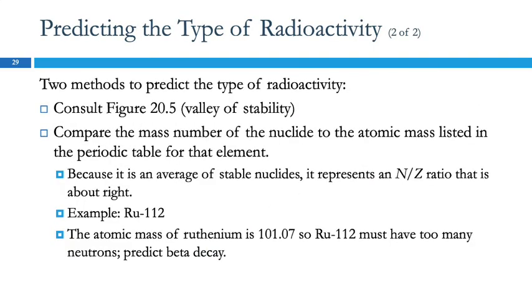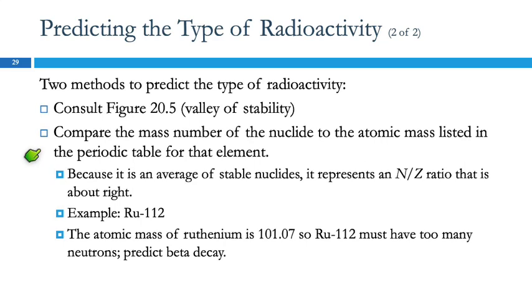So there are two methods to predict the type of radioactivity. Neither of these is absolutely accurate. They're just kind of a good guess kind of thing. One would be to look at that figure, the valley of stability, and to see what direction it needs to move in order to become more stable.